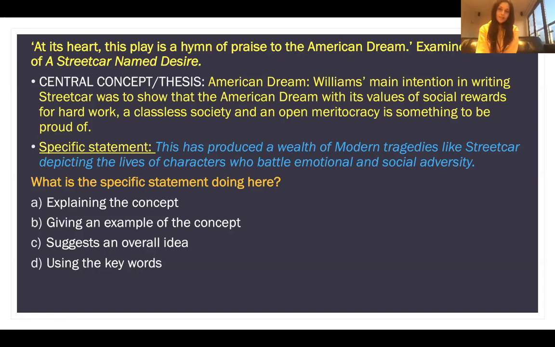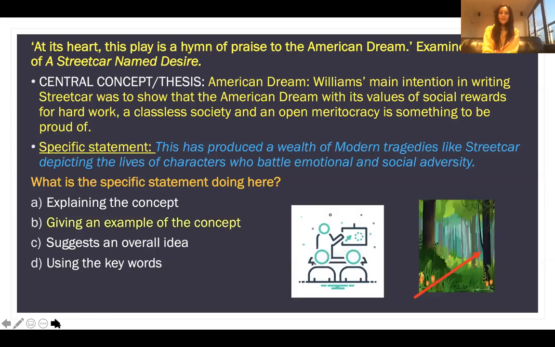Have a look at that question again. Think about it. And the question I'd like you to ask yourself is, what is the specific statement doing here? Is it A, explaining the concept? Is it B, giving an example of the concept? Is it C, suggesting an overall idea? Or is it D, using the keywords? Pause the video once you've made a choice and then unpause it. So hopefully you've decided that it's B, giving an example of the concept.